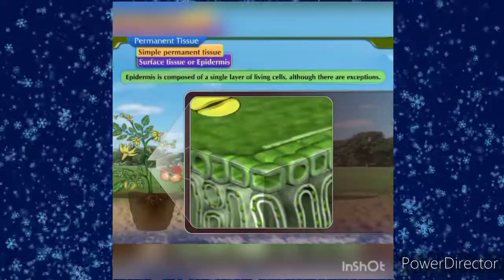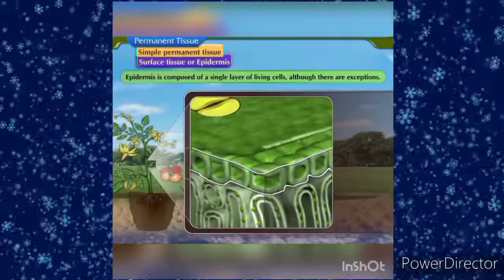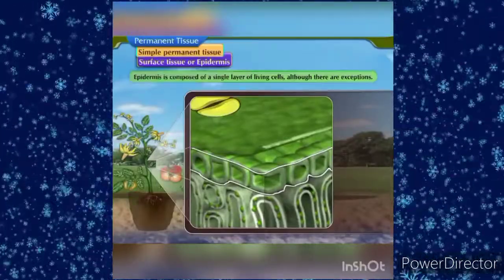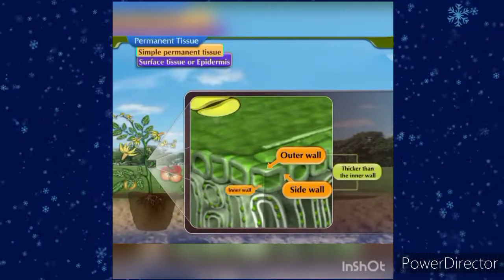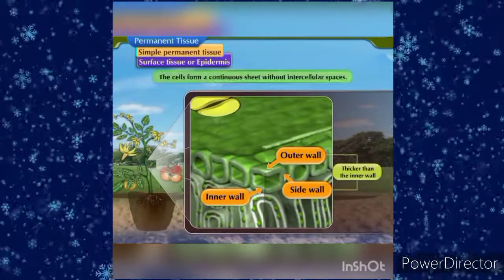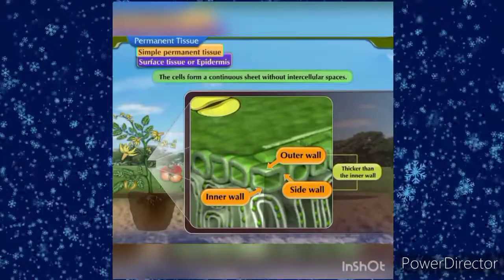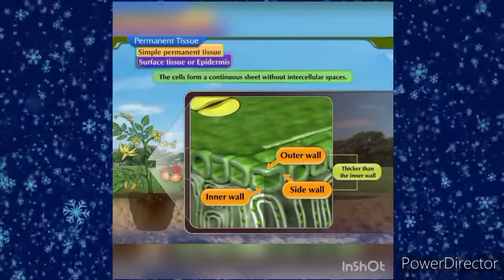Epidermis is composed of a single layer of living cells, although there are exceptions. Often their outer and side walls are thicker than the inner wall. The cells form a continuous sheet without intercellular spaces.